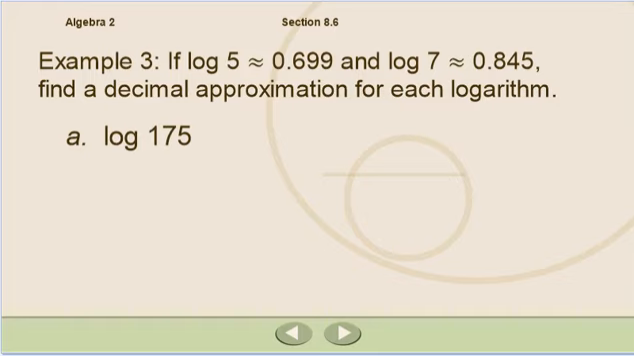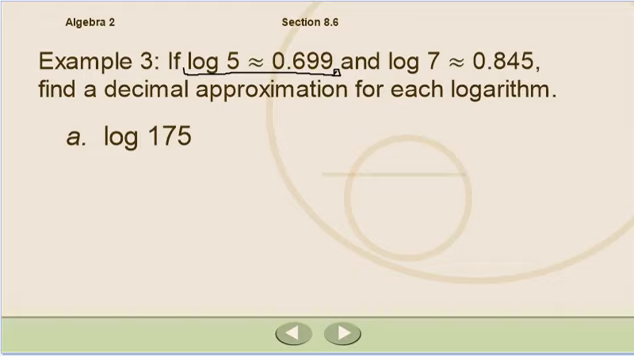Here's just using the properties of logarithms a little bit more. We have a couple definitions here. We know the log of 5, which really, remember, is base 10, a common log, equals 0.699, and log of 7 is about equal to 0.845. Find a decimal approximation for each logarithm. So there's going to be a couple under this example.